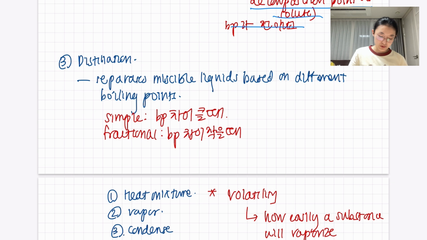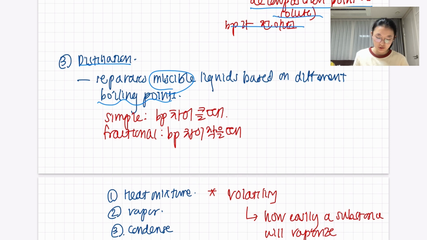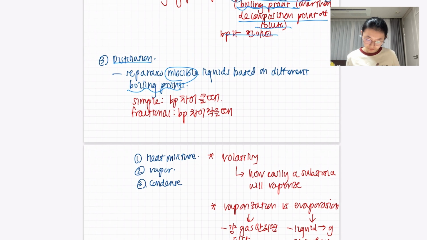The next technique that we're going to observe is distillation, and it essentially refers to separating miscible liquids. Miscible means liquids that can dissolve in each other, separated based on different boiling points, and this divides into fractional and simple distillation depending on how large the difference between the boiling points is. If the difference is vast, we usually use simple distillation. If the difference is narrow, we use fractional distillation.